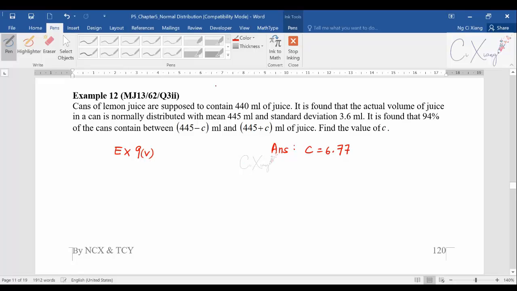So try it out on your own. I'm not going to show you the details of the method. This is one of the examples where we apply the knowledge that we learned before. Then now we proceed further.